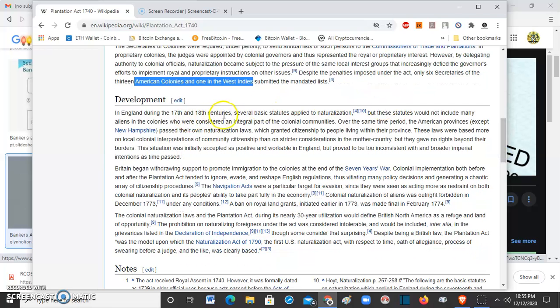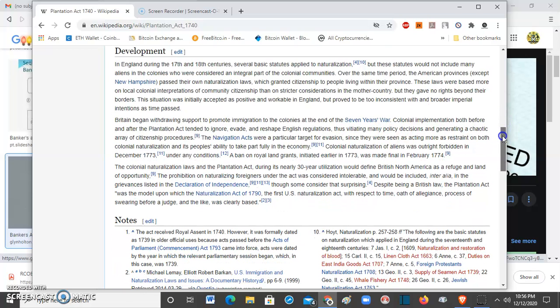In England during the 17th and 18th century, several basic statutes applied to naturalization, but these statutes would not include many aliens in the colonies who were considered an integral part of the colonial communities. Over the same time period, American provinces, except New Hampshire, passed their own Naturalization Acts, which granted citizenship to people living within their province. These laws were based more on local colonial interpretations of community citizenship than on stricter consideration in the mother country, right?